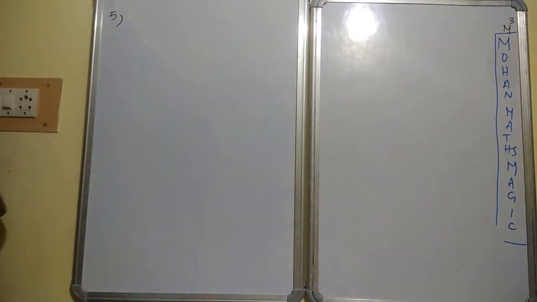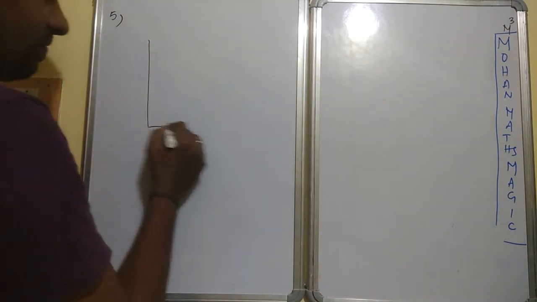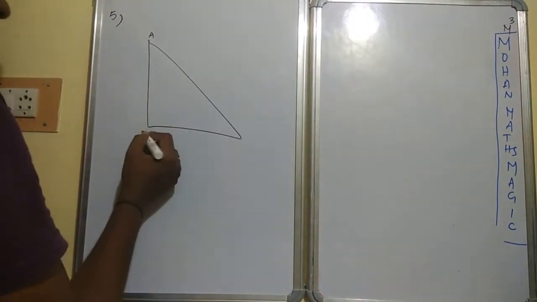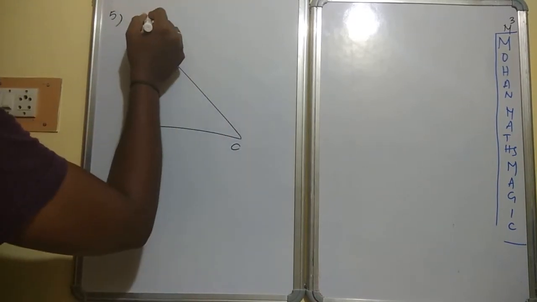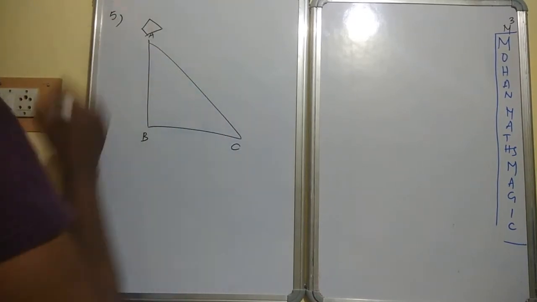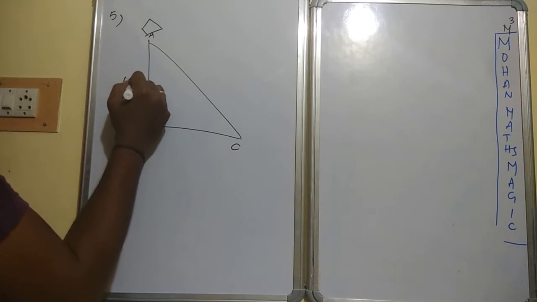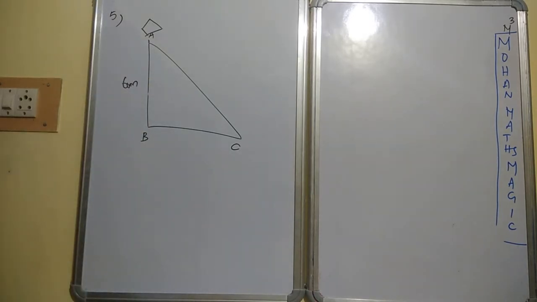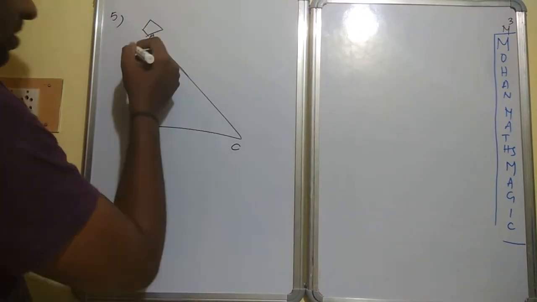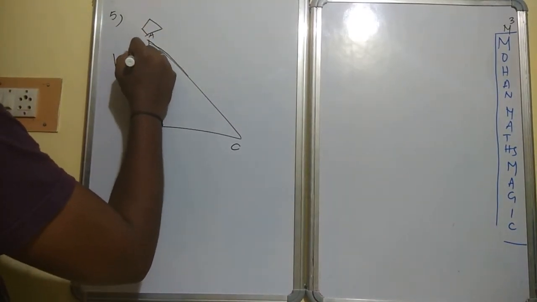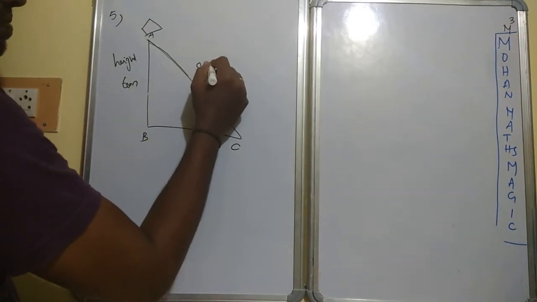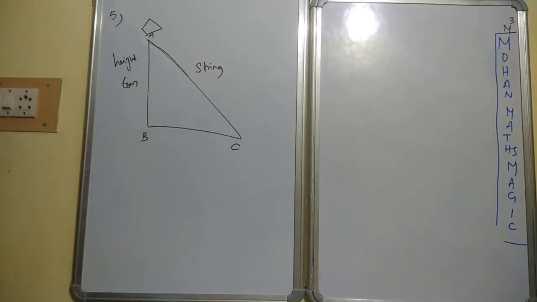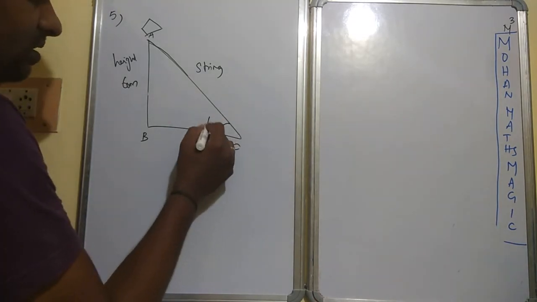A kite is flying at the height of 60 meters. For everything, heights and distances are based on the right angle triangle only. So imagine a kite flying at the height of 60 meters above the ground. This is said to be the height of the kite from the ground level. This is said to be the string. You can write the wordings, it will be easy for you. And the string is attached at 60 degrees.